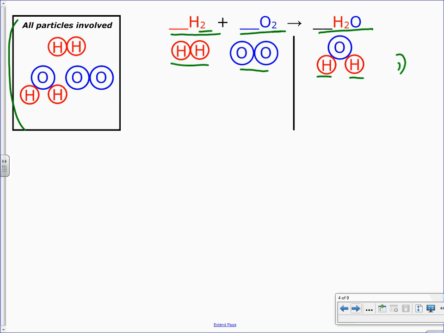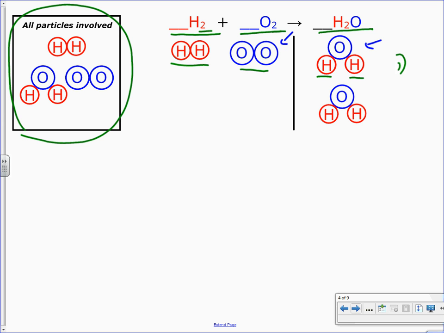So we have this box on the side, which is our bank of all of the particles involved. And the way we're going to balance this is by looking at these particles and adding more of these. So an obvious thing to do here, you only have 1 oxygen, and it needs to be 2 oxygen. So we're going to start out by adding in another H2O. And we look, and we now have 2 oxygens and 2 oxygens. So the oxygens are balanced.